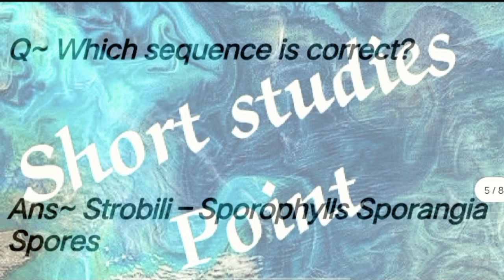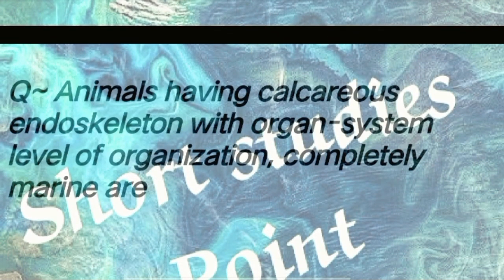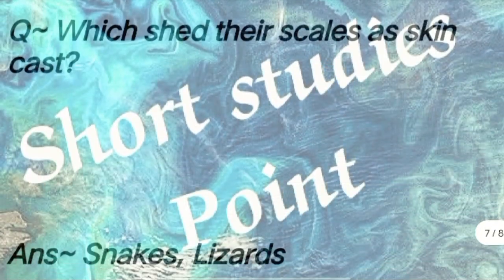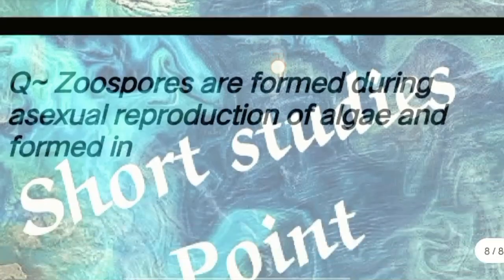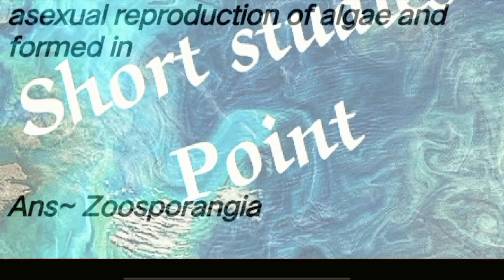Next question, what sequence is correct? Answer: Cycas, microsporophylls, sporangia, spores. Next question, animals having cellular endoskeleton with organ system level of organization, completely marine, are? Answer: Echinodermata. Next question, which shed their scales as skin cast? Answer: snake, lizard. Next question, zoospores are formed during asexual reproduction of algae and formed in? Answer: zoosporangia.